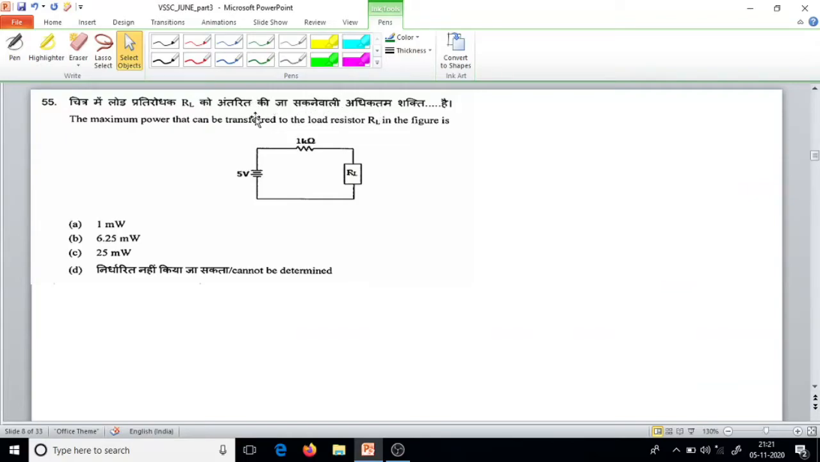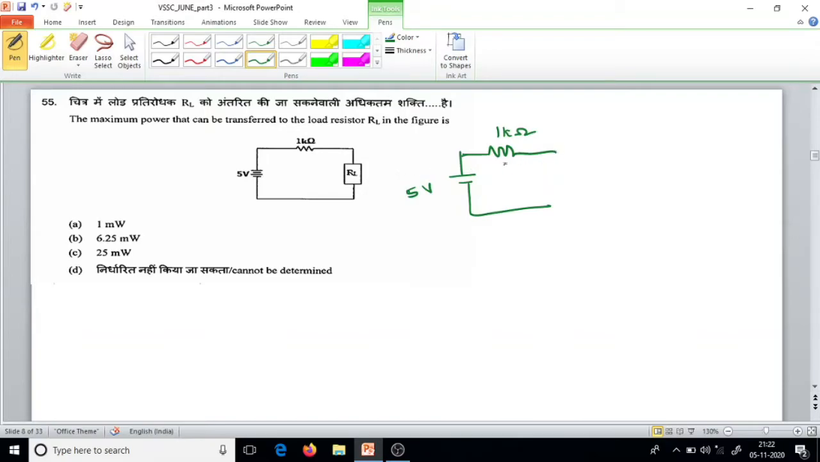Question number 55. The maximum power that can be transferred to the load resistor RL in the figure is. So he has given a figure. We have a 5 volt supply, then there is a 1 kilo ohm resistor. The question is, what is the maximum power that can be transferred to the load RL?